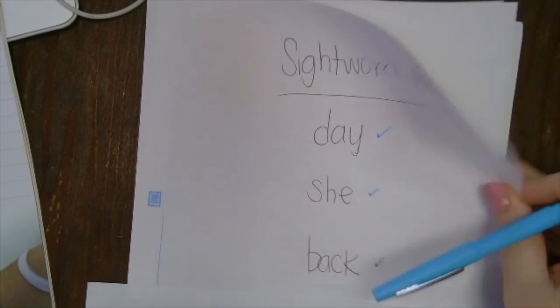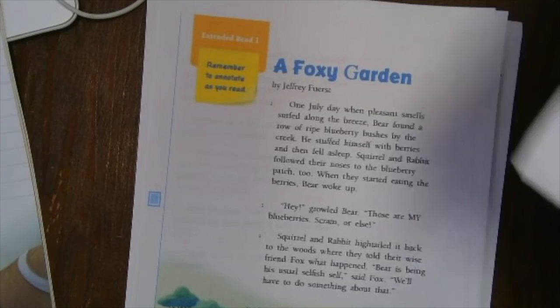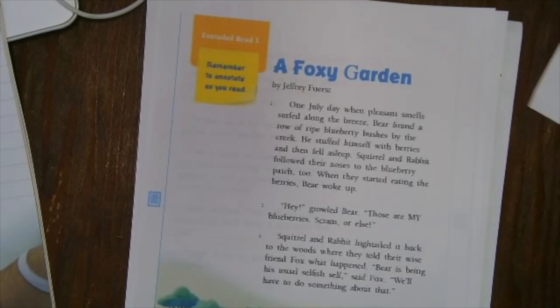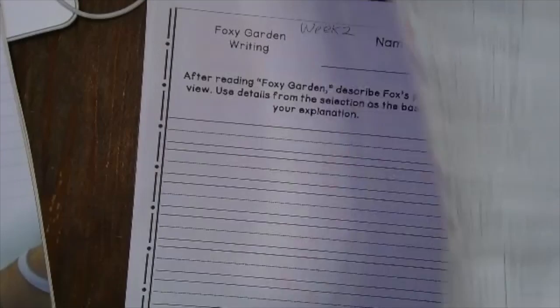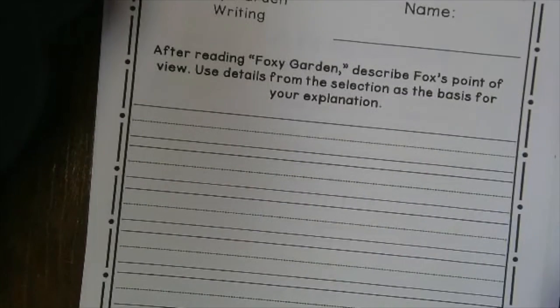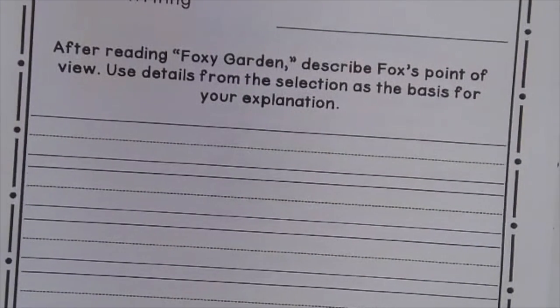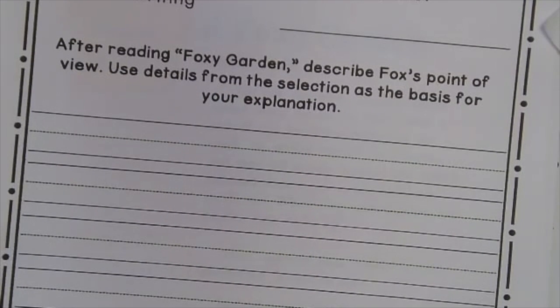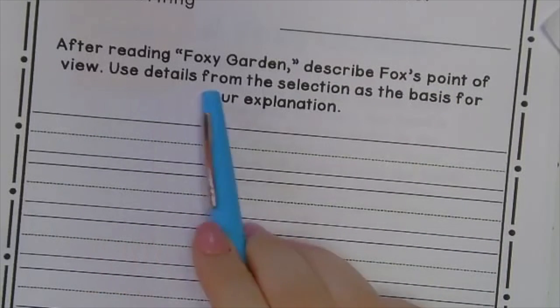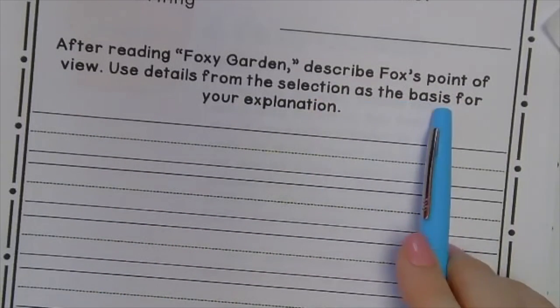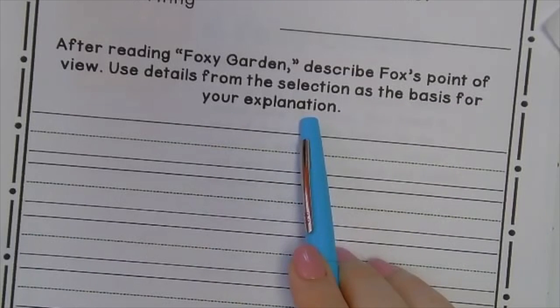So now we're going to start with our story. But a good reader always reads the question they're going to be answering before they get started. So let's look at our question for this week. Our question says, read this with me. After reading Foxy Garden, describe Fox's point of view. Use details from the selection as the basis for your explanation.